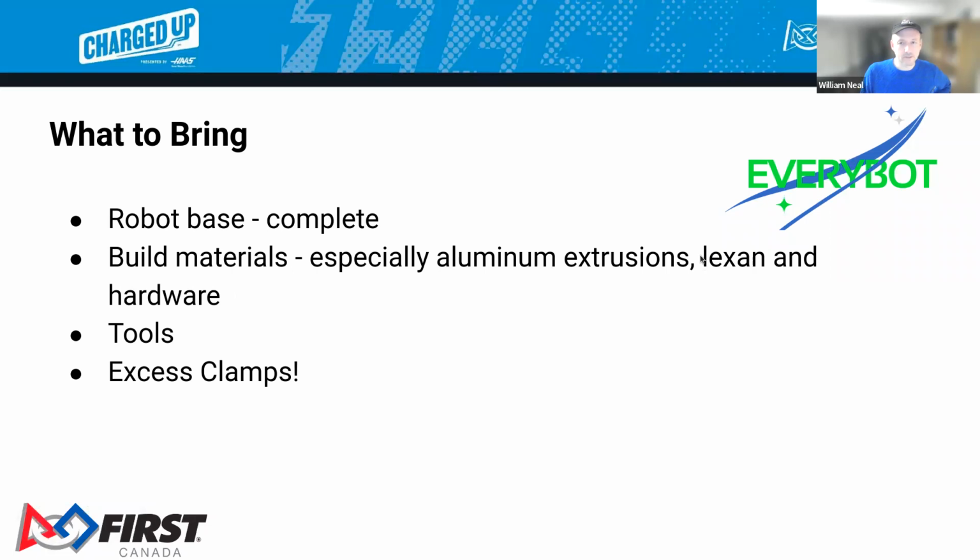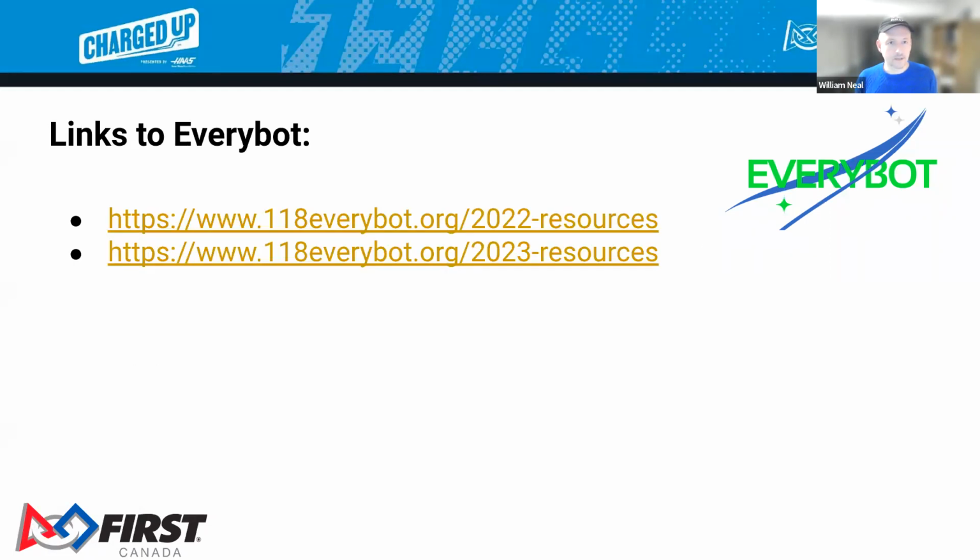And either we're going to give you the Lexan and aluminum extrusions, or you need to get it. And then also the hardware that goes along with the bill of materials. It's not as urgent for next weekend to have all of the motors and sensors and other parts that go to the Everybot, as we're building the superstructure next weekend. So there's our what to bring. And of course, there are some links to the Everybot there.